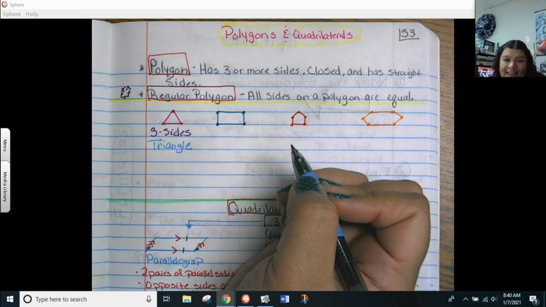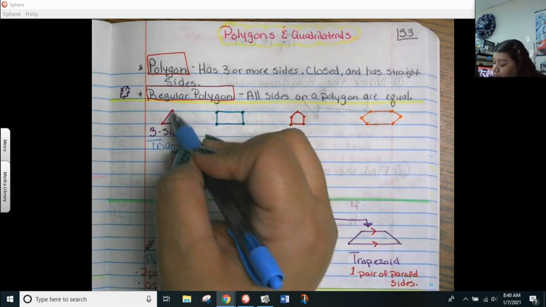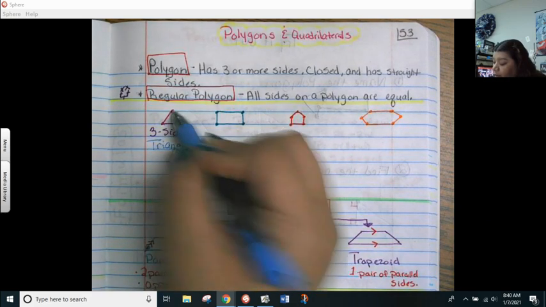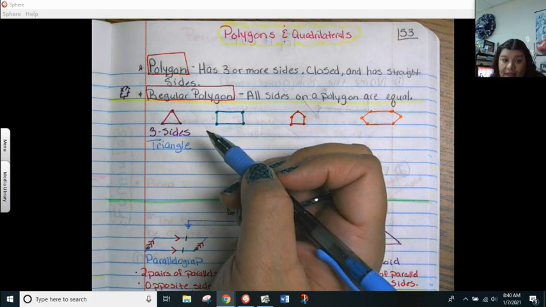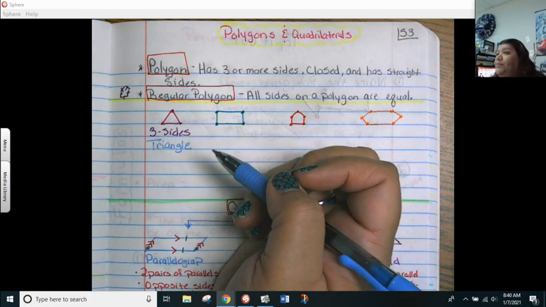Okay, but you knew that one, right? 3 sides is a triangle. So you see we have 3 straight sides. It's closed. There's no segments that overlap or anything, okay? So it is called a triangle. All right.